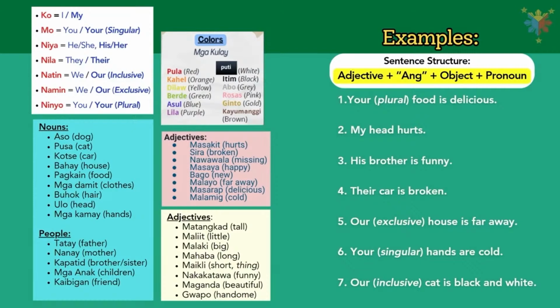Let's do this one together. So the adjective comes first. Take a look at the sentence structure. Adjective comes first, so it would be masarap. It's right over here in this pink box. Masarap means delicious. Then it's the word ang. Then it's the object, food, which is here in the noun section, food, pagkain. And then it's the pronoun, ninyo, plural. Your food is delicious. Masarap ang pagkain ninyo.